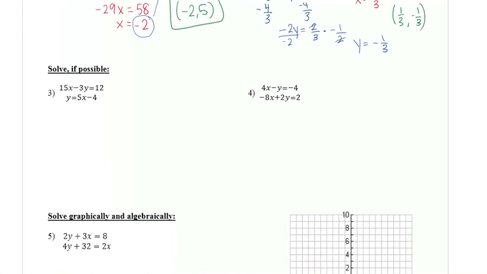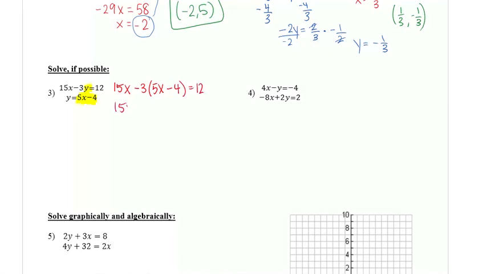Looking at number 3, my y is already by itself, so I'm going to use the substitution method and take this stuff here and plug it in for my y. But you could have moved your x's over to the other side and used the elimination method if you chose. That's perfectly fine also. So if I substitute this stuff in for my y, I end up with 15x minus 3 times 5x minus 4 equals 12.